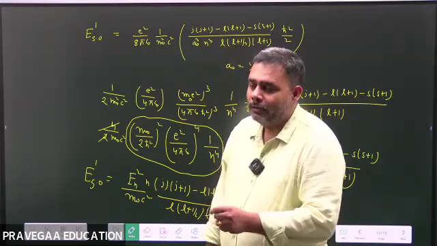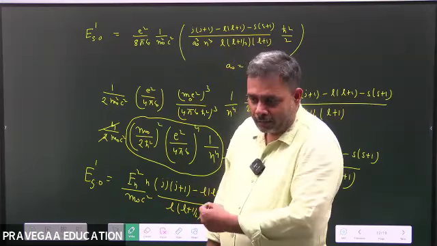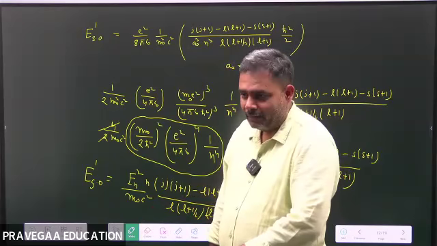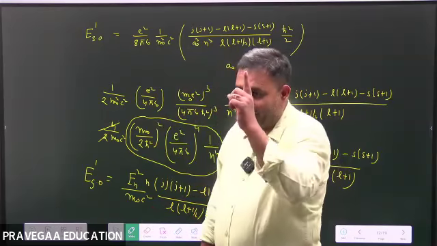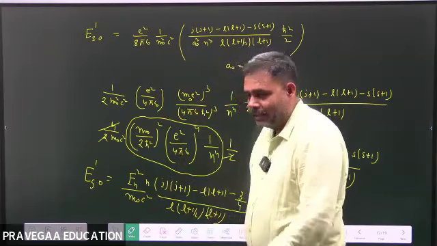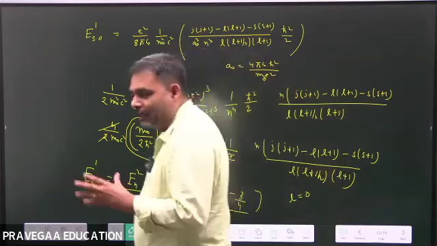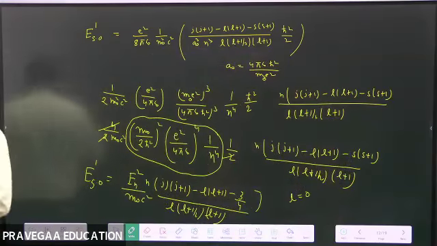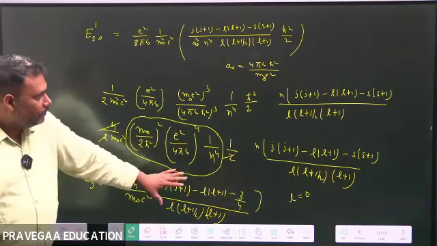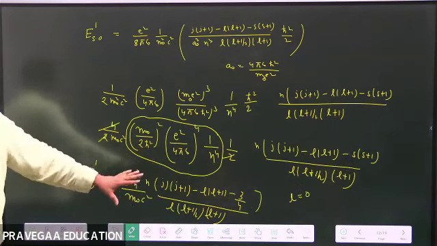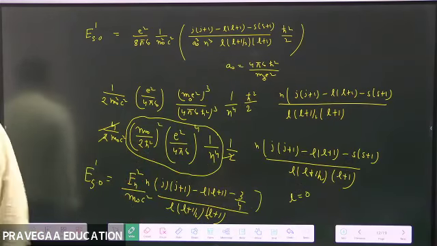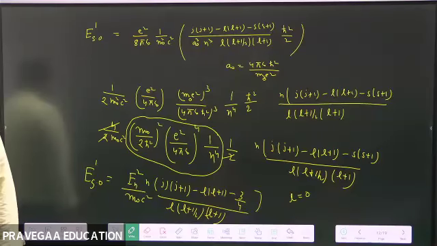क्या हो जाएगा? e to the power -2r upon a naught by r, and then you have to go for dr. जब आप निकालोगे रेडियल पार्ट का जो एक्सपेक्टेशन वैल्यू, so that will be going to diverge. So l is equal to 0 के लिए वो नहीं निकल पाएगा. So basically this will give you much better results for l is not equal to 0, है ना?